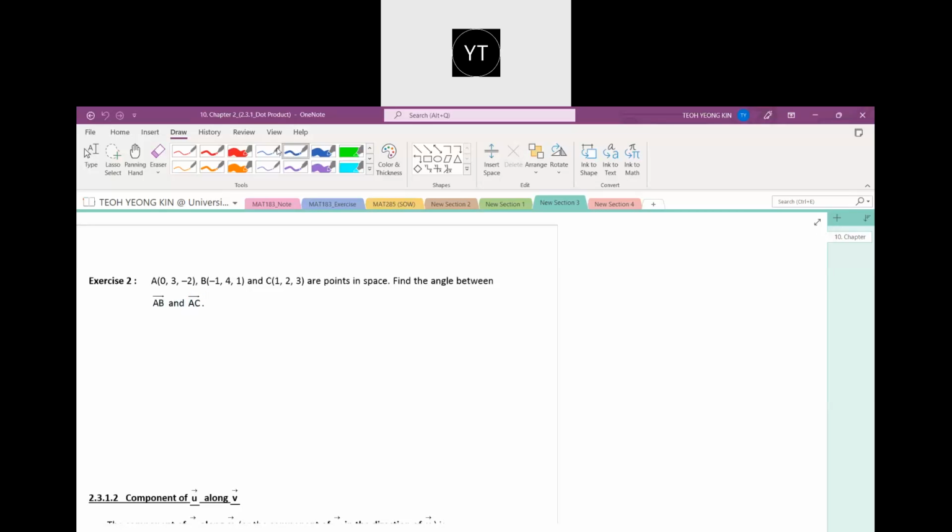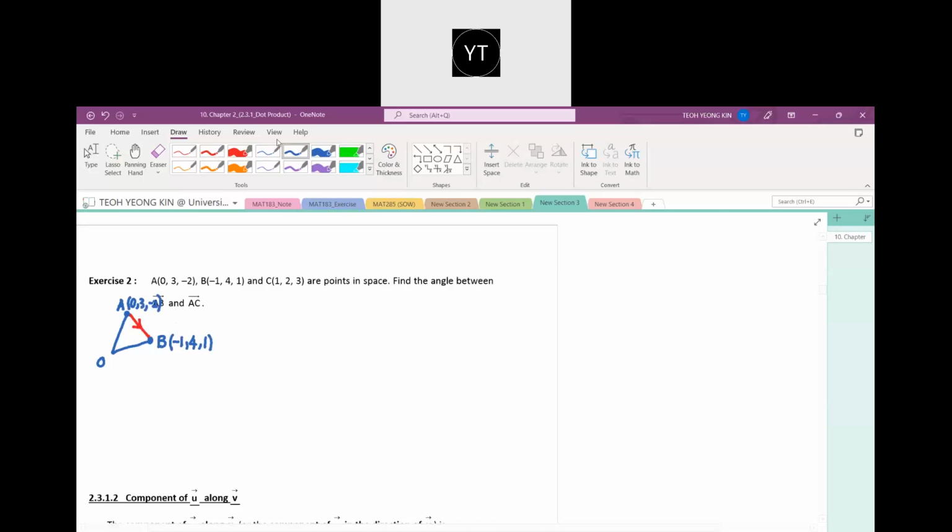So if you still remember, let's say I have the coordinate of A and the coordinate of B, and here is O. If you want to find the vector AB, the given coordinates are actually OA. Here, let's say the coordinates of A are 0, 3 and -2, whereas the coordinates of B are -1, 4 and 1.